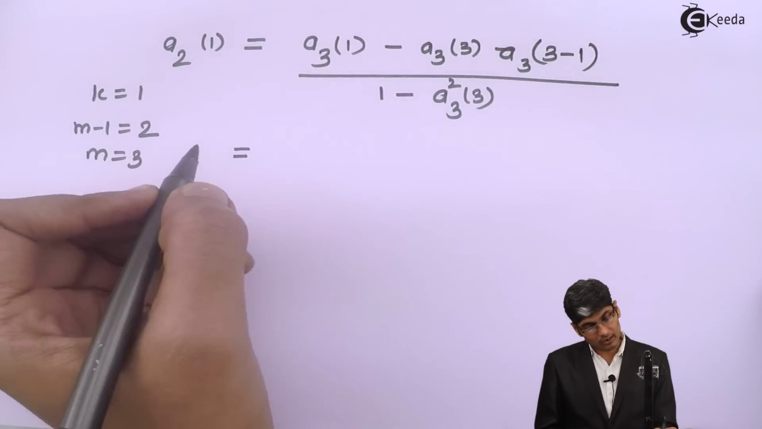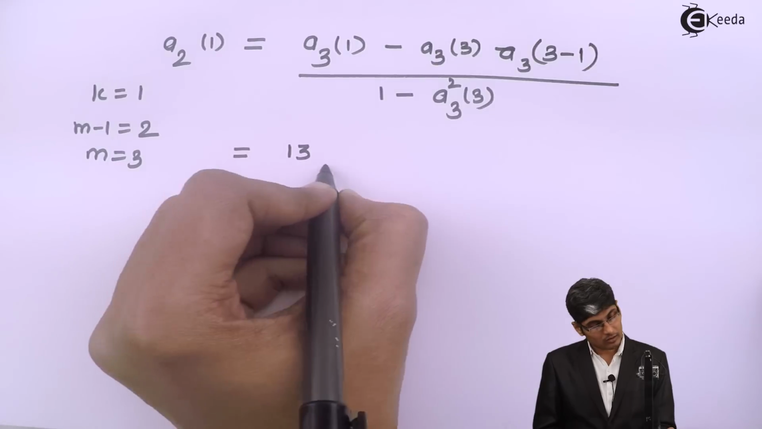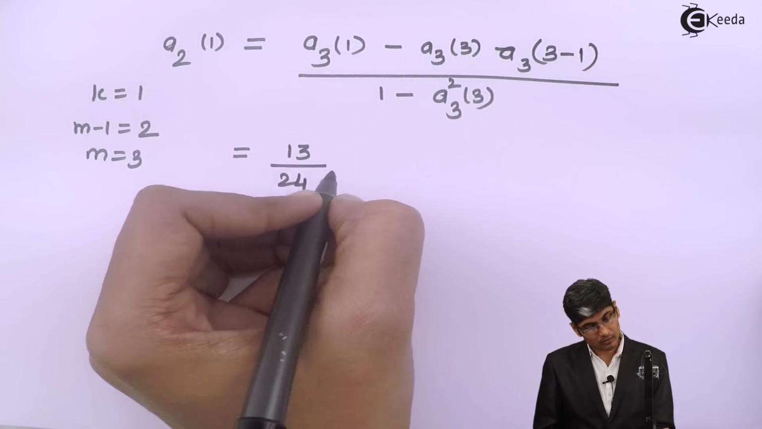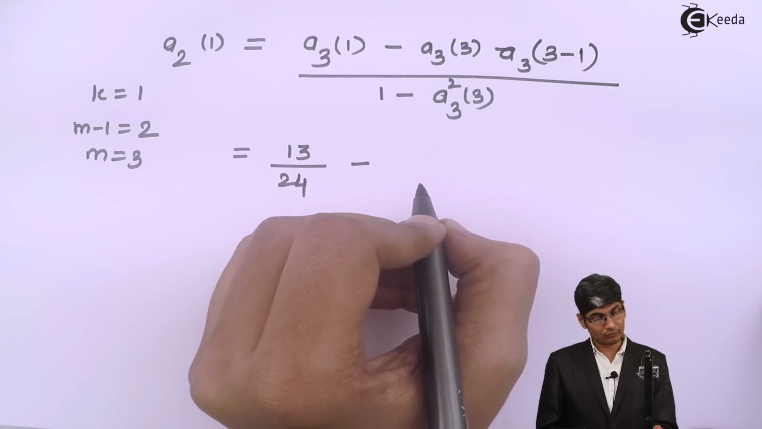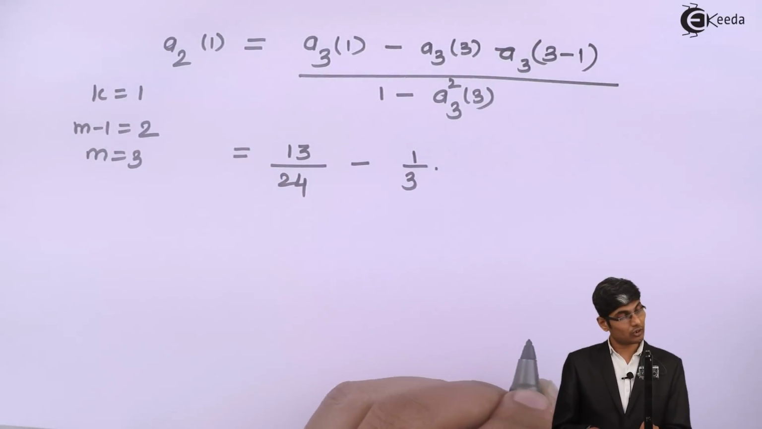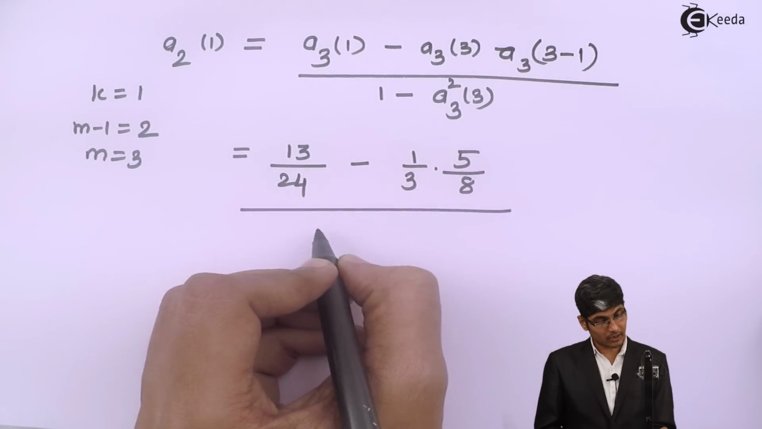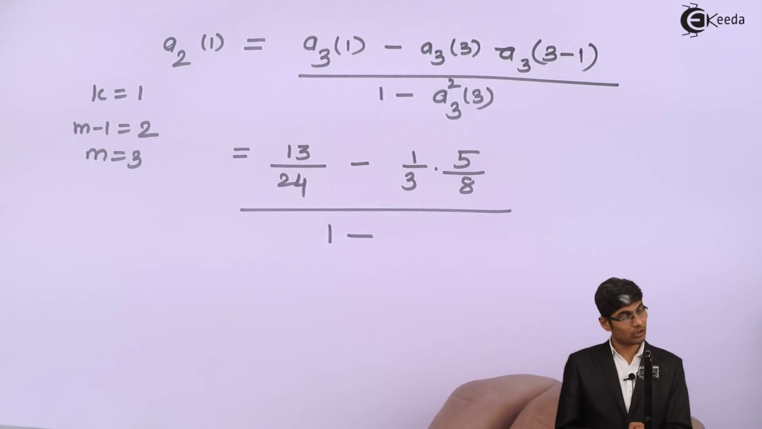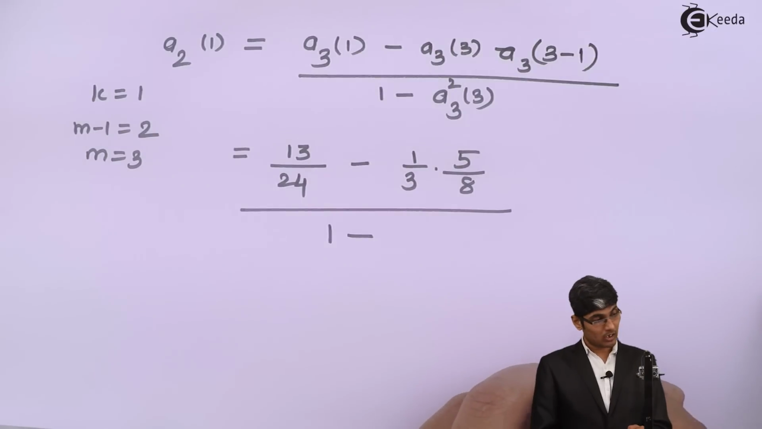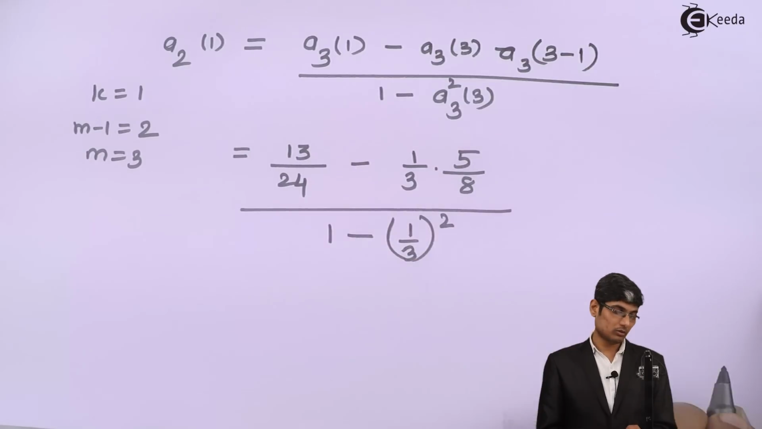So A2 of 1 will be A3 of 1, which is 13 by 24, minus A3 of 3, which is 1 by 3, into A3 of 2, which will be 5 by 8, divided by 1 minus A3 of 3 the whole square. So A3 of 3 is 1 by 3 the whole square.